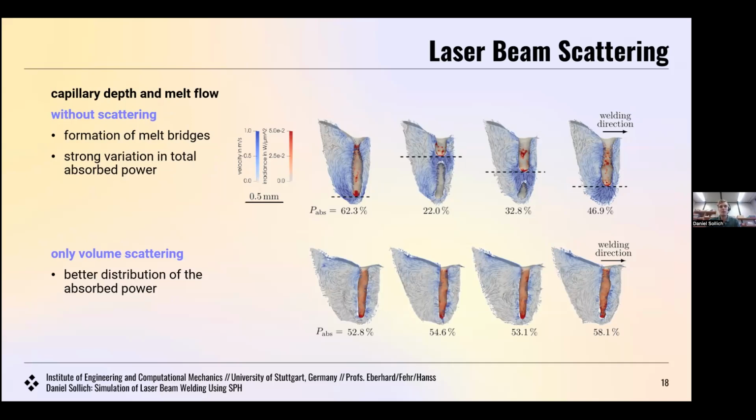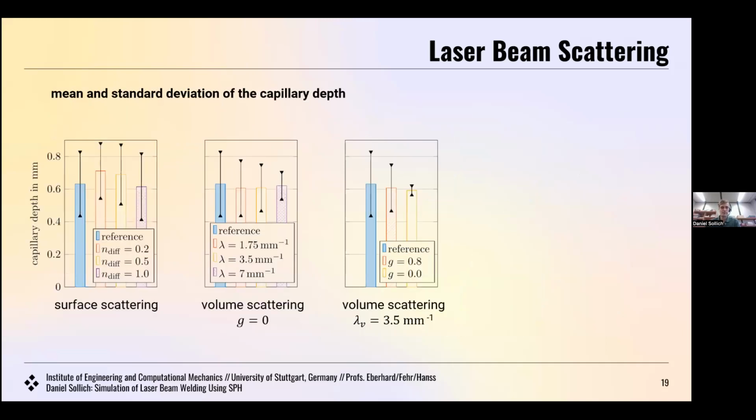And that also leads to a strong variation in the total absorbed power. For volume scattering, we can observe that the absorbed power is better distributed, and that results in an almost constant depth of the capillary and also in a highly increased capillary stability.